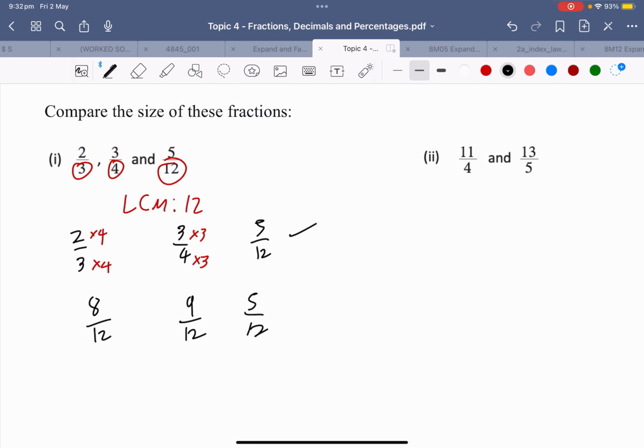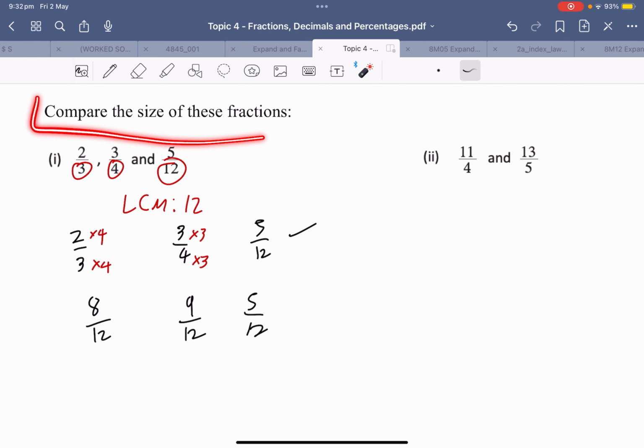So now, that's not it. Once I have turned them into the same denominators, I'm not actually answering the question yet. They said, compare the size of these fractions. 9 over 12 is the biggest. That means 3/4 is the biggest.